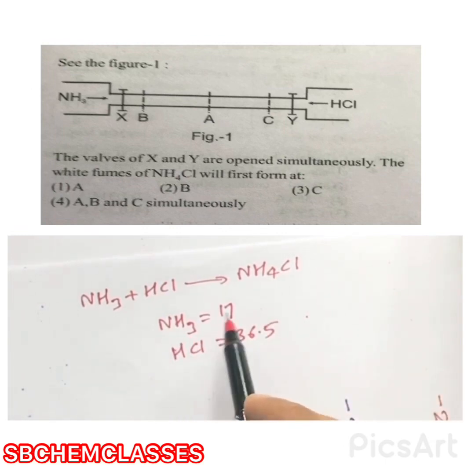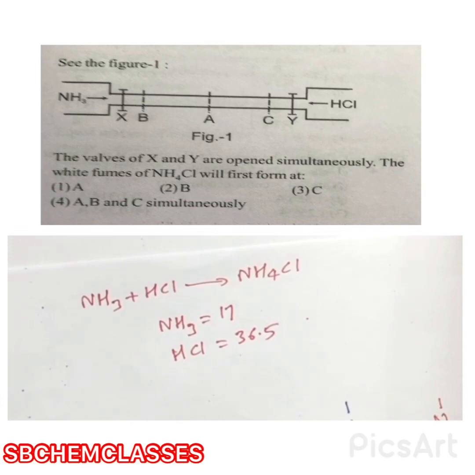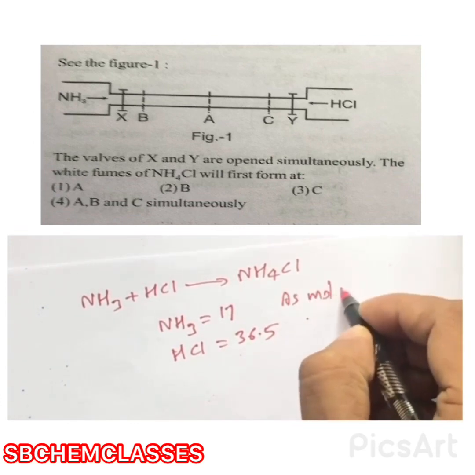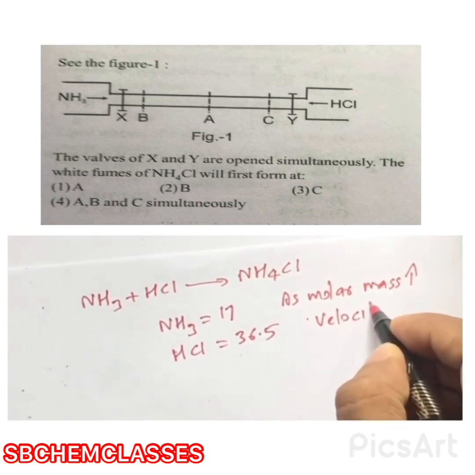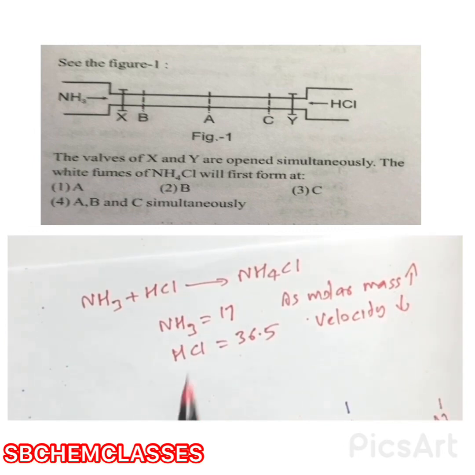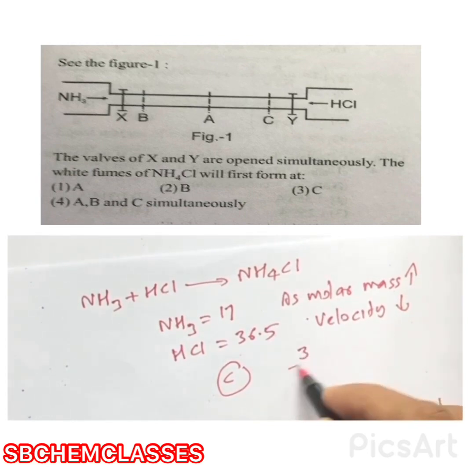Gas having lower molar mass has higher velocity. As molar mass increases, velocity of gas decreases. So, due to lower molar mass of ammonia, it has higher velocity. So, it travels more distance compared to HCl. So, the NH4Cl first formed will be near the higher molar mass HCl. So, at the position C, that is option 3.